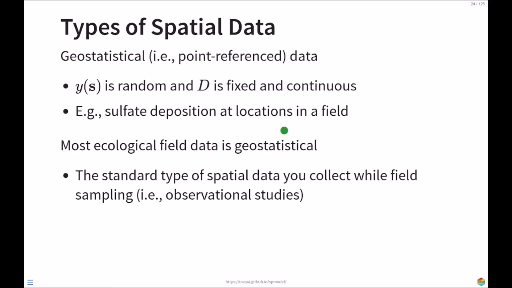At least in my experience, most ecological field data is geostatistical. This is the standard type of spatial data you collect while you're field sampling or doing observational studies. You go out into the field to a site, you collect a bunch of data at that site, and that falls under this geostatistical framework.